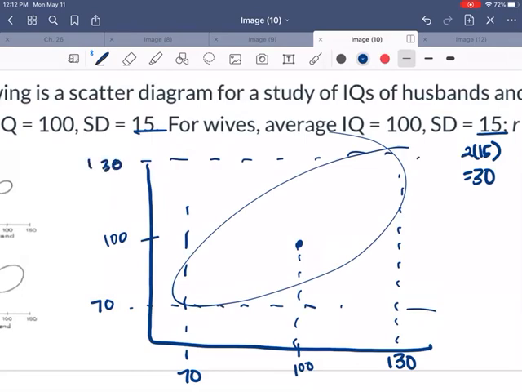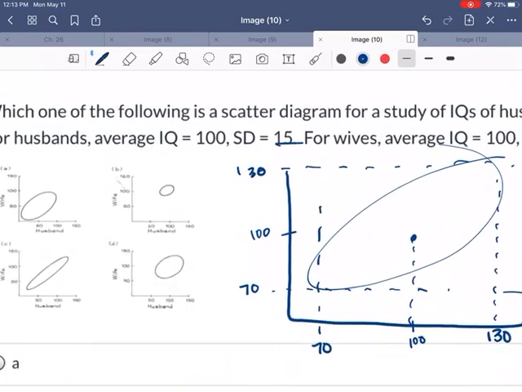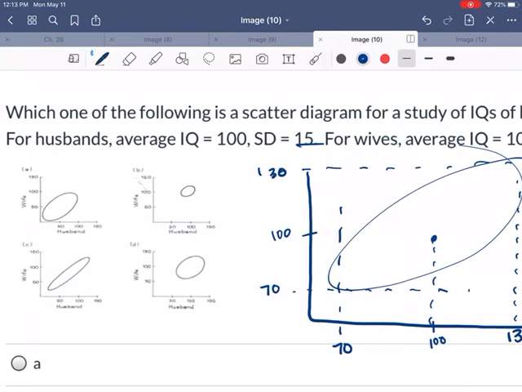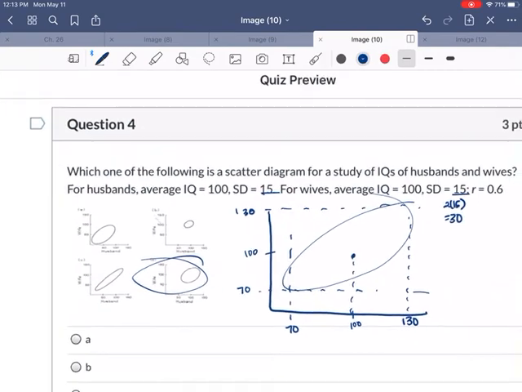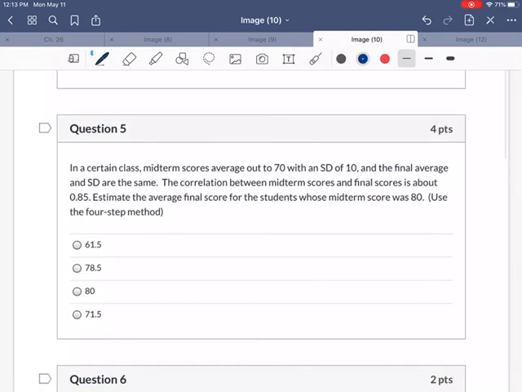And you need to do the same thing this way. The end of the football down here is 70. Top of the football up here is 130. So we can match. Looks like the one that matches is D, just looking at the numbers.